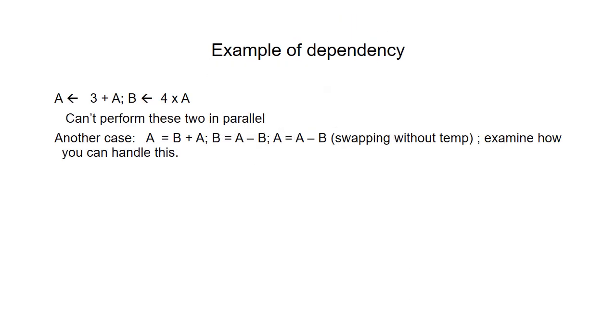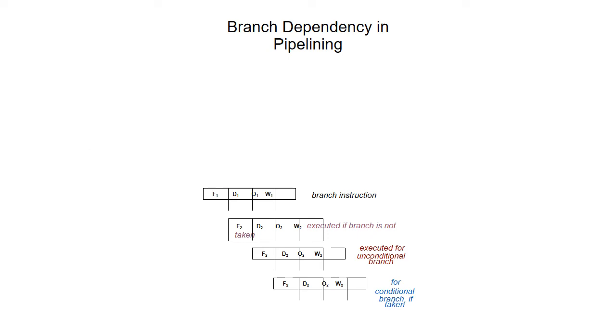Next example of dependency: a = 3 + a, b = 4 * a. So it can't perform the two in parallel. Another case: a = b + a, b = a - b, and a = a - b. This is swapping without the temporary. So examine how you can handle these examples.